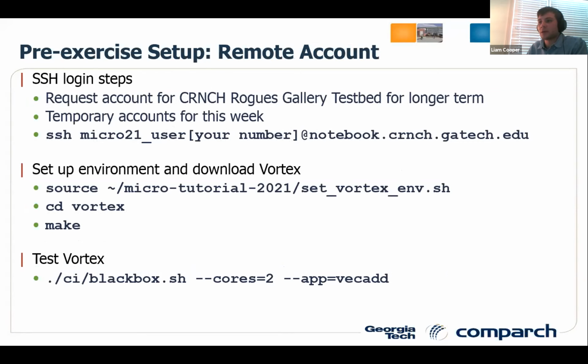The second environment is a remote access environment. For longer term use, you'll want to request an account for Georgia Tech's CRNCH Rogues Gallery testbed. And details for that, of course, are on the GitHub. For this week, we have 20 temporary accounts for attendees to use. So you'll run this SSH command with the user micro21 and then your number in the spreadsheet that's being posted in the chat. Once logged in, you can set up the environment and download Vortex.